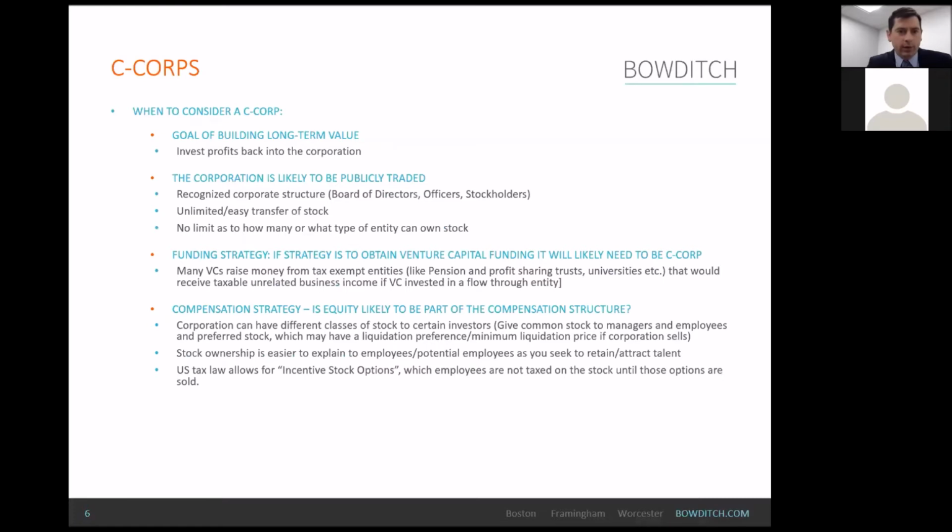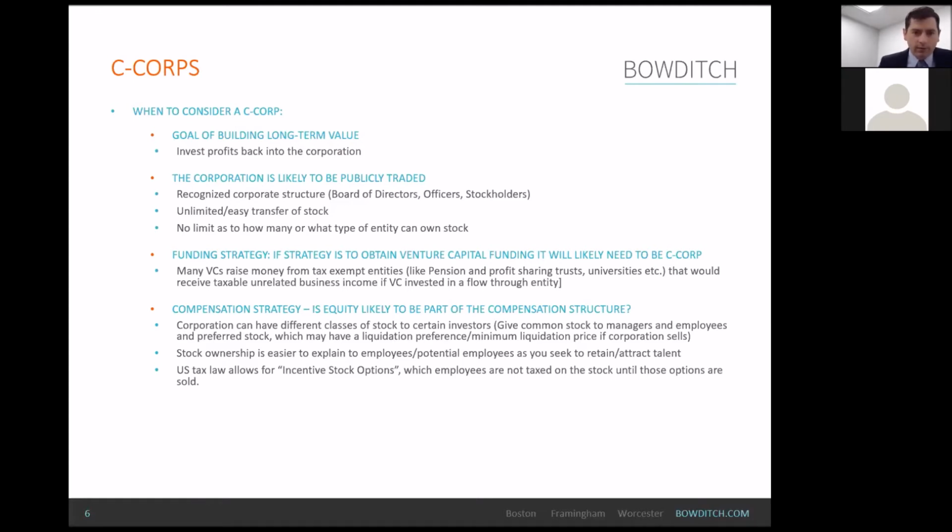All right, so we can talk about C Corps and when to consider them, when they might be appropriate. So obviously everybody wants to build value in their business, but if you're thinking long-term, if you're thinking that the payout from starting this business is going to happen in the long term, so you want to build long-term value, the C Corp is an entity that allows you to invest profits back into the corporation.